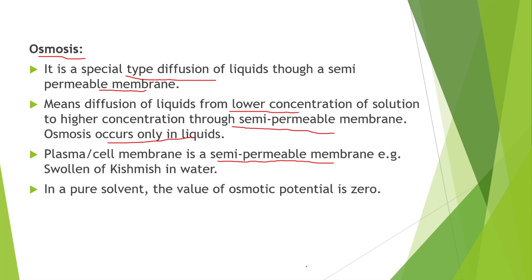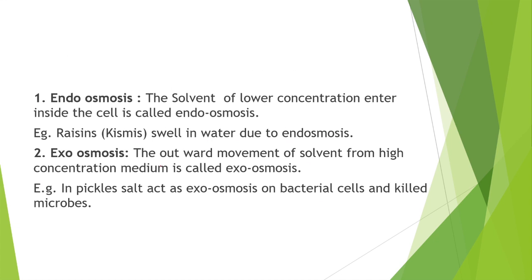In a pure solvent, the value of osmotic potential is 0, which is the highest. Osmosis is of two types, endosmosis and exosmosis. When the solvent of lower concentration enters into the cell, it is known as endosmosis. Endo means inside. When the water enters into the cell, it is known as endosmosis. For example, raisins swell in water due to endosmosis.